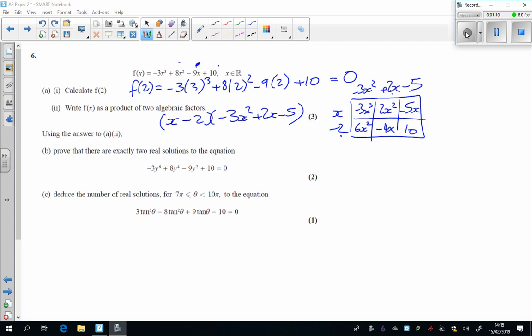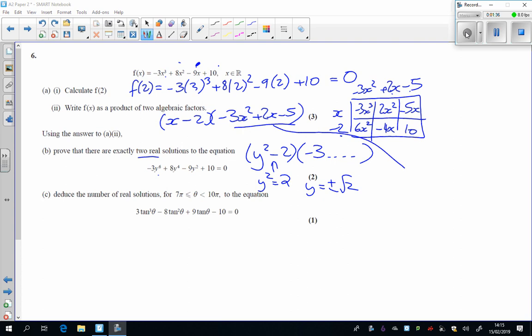Now, what's changed? Well, instead of having an x here, we've got a y squared each time, haven't we? So this factor is going to be a y squared take away 2 times minus 3 and so on, all of that. And there's going to be an answer here when y squared is equal to 2, and so y equals plus or minus root 2. But it said there were only 2, so what do you think is going to happen with this quadratic? So, no solutions.